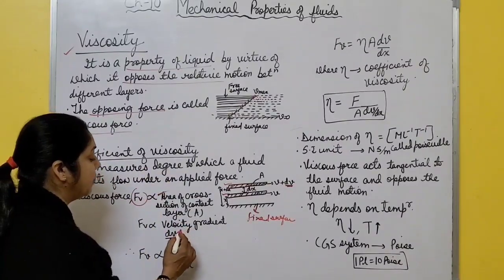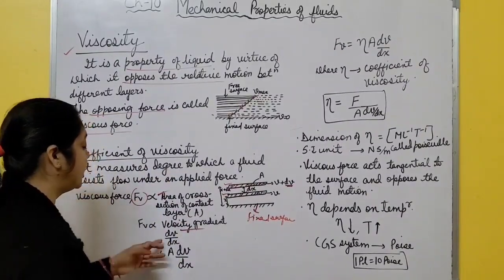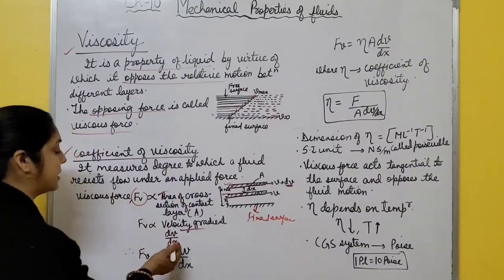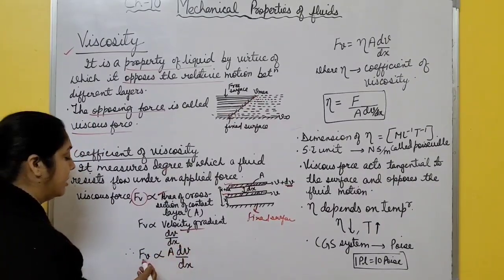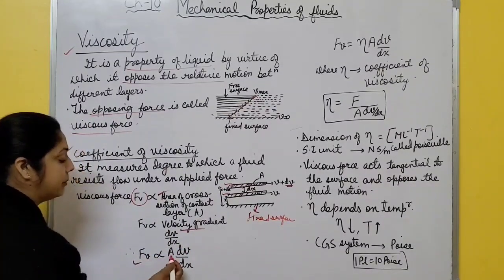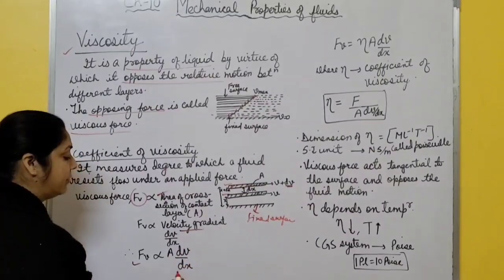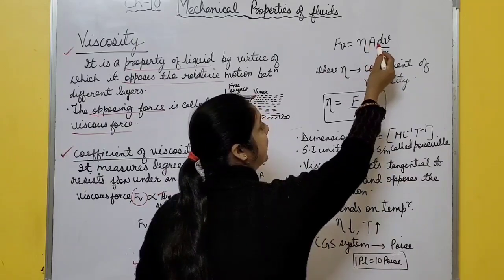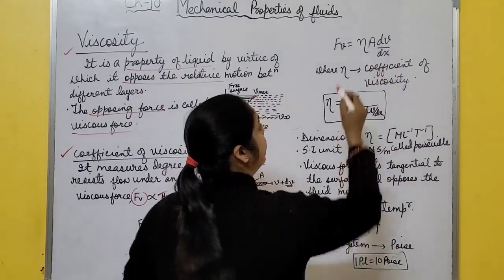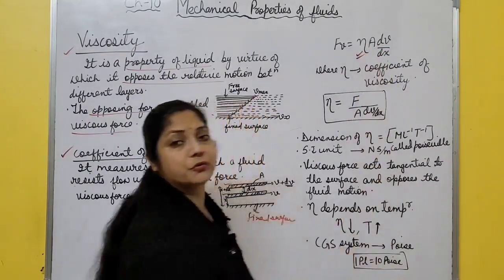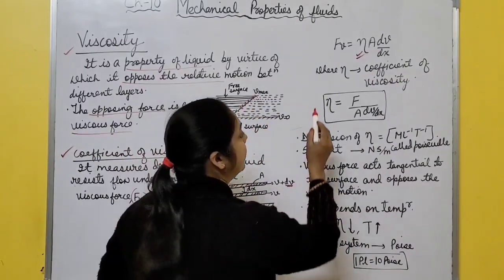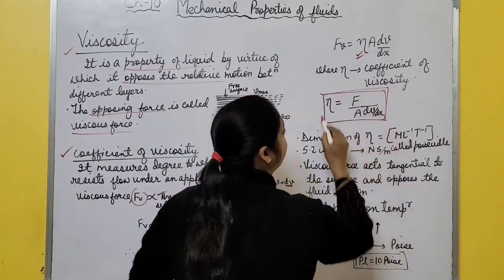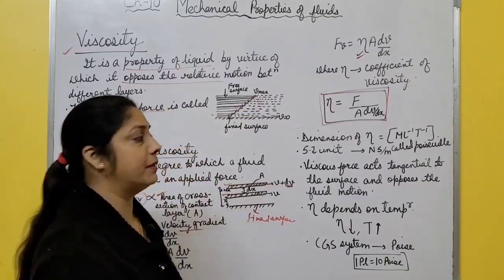It also depends upon the velocity gradient, how velocity changes with distance, dv by dx. This is the velocity gradient. So this viscous force is directly proportional to area and velocity gradient. When you remove the proportionality sign, you get viscous force equal to eta A dV by dx. This eta is called the coefficient of viscosity and it is given by eta equal to F by A dV by dx.